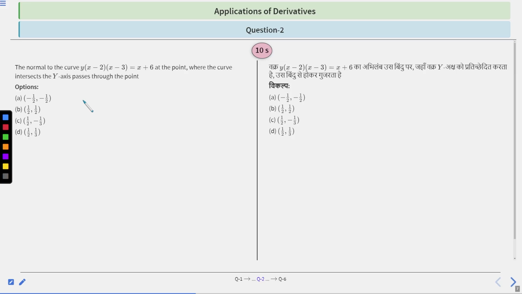Clear? Then we have to find the point at which the normal intersects the y-axis. The normal to this curve at the point where the curve intersects the y-axis passes through which point? So in this way you can approach this question. We have 10 seconds to solve this question. After 10 seconds we will discuss the solution.